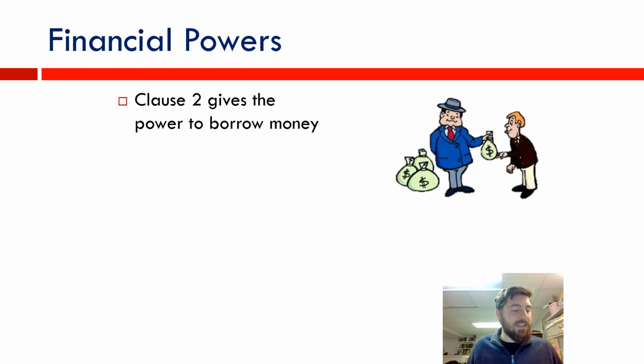Clause 2 says that Congress has the power to borrow money on the credit of the United States. That simply means we're allowed to borrow money. It's not on personal credit. It's not George Washington borrowing money. It's not Senator Jefferson borrowing money. It is the United States, the government. Not even really the government. It's the country borrowing money.